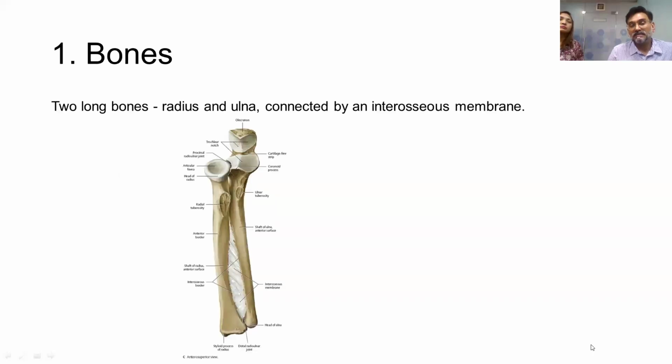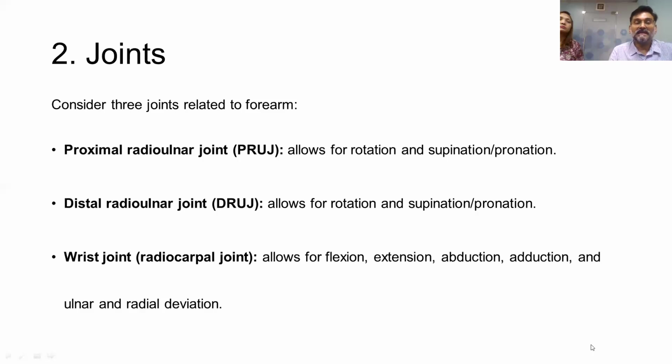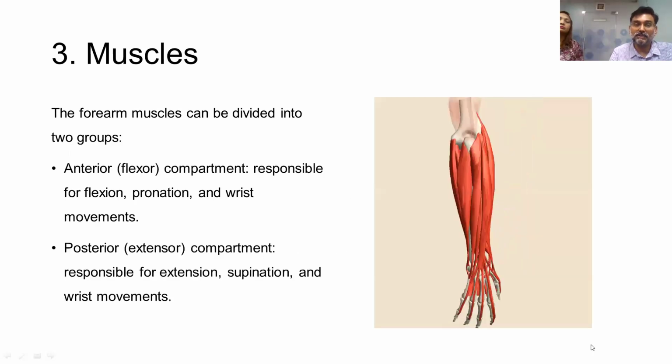Taking a look at the bones of the forearm, there are two long bones, radius and ulna, in the forearm, which are connected by an interosseous membrane. We'll consider three joints related to the forearm: the proximal radioulnar joint, which allows for rotation and supination pronation; the distal radioulnar joint, which allows for rotation and supination pronation; and the wrist joint, that is the radiocarpal joint, which allows for flexion, extension, abduction, adduction, and ulnar and radial deviation.